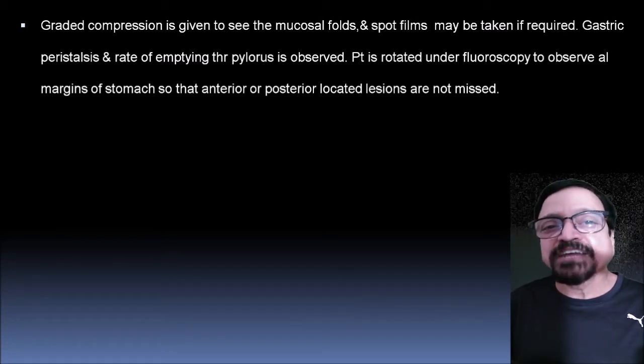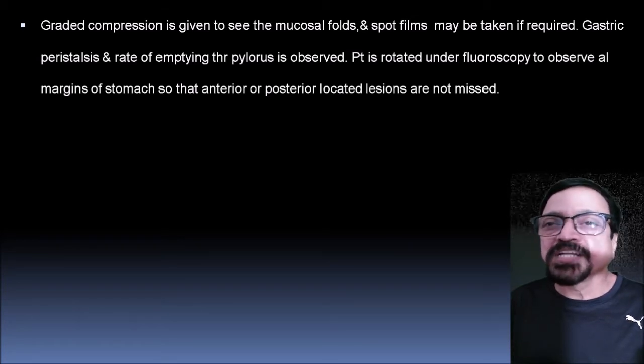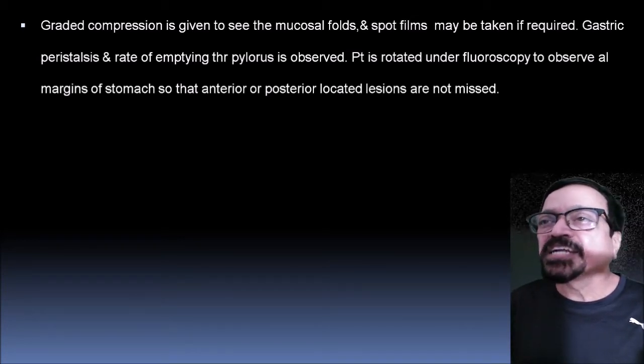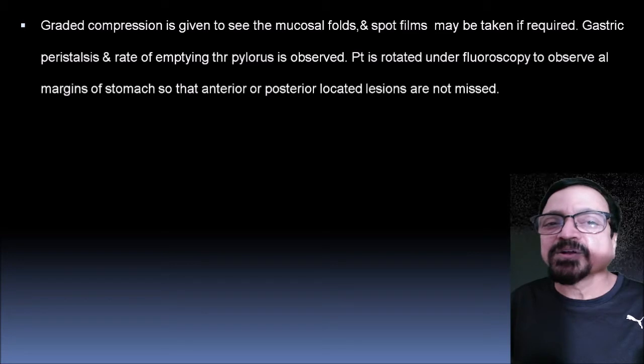There is no standard fixed rule, neither of the department nor of any standard textbook describes it. We have to follow our own method. Each patient has different methods and all are guided by the fluoroscopy. So how it moves in a fluoroscopy. Now patient is rotated under fluoroscopy to observe all margins of the stomach so that anterior and posterior located lesions cannot be missed.